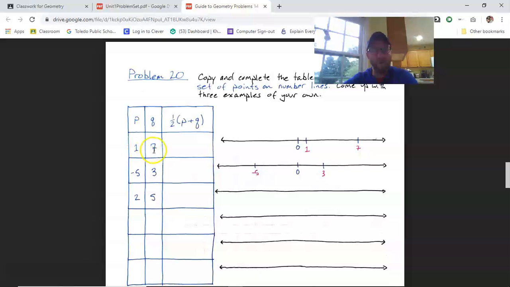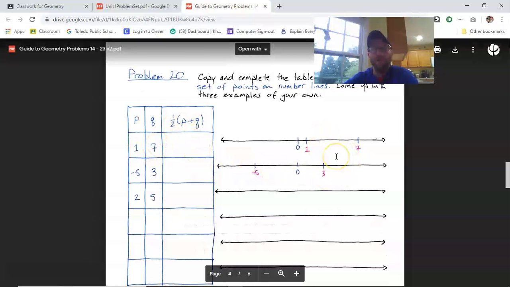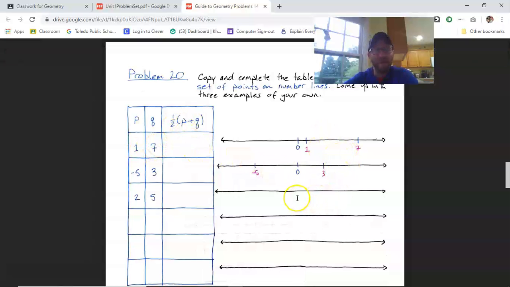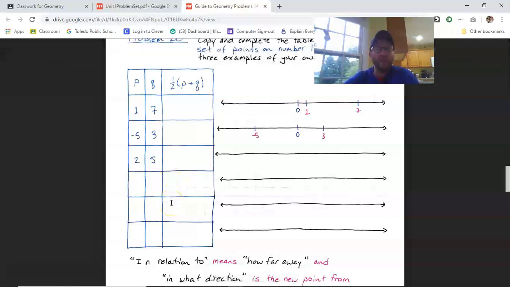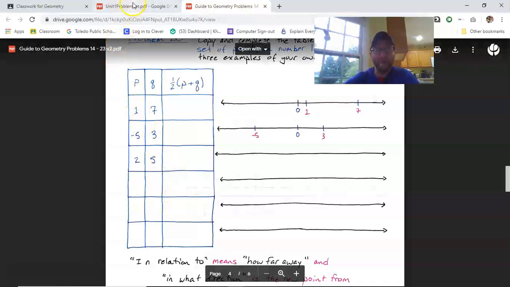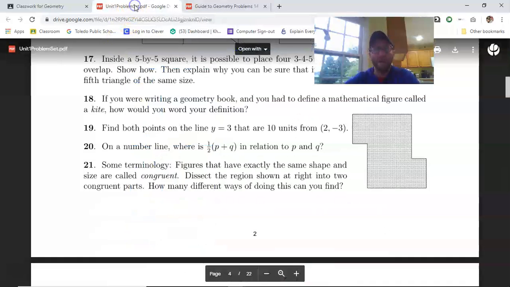So, for example, 1 plus 7, p plus q, is 8, times 1/2 is 4, so the new number is 4. So you'd plot 4 over here. And just do that for these 3. Come up with 3 samples of your own. Look for a pattern. Describe it in as much detail as you can. What is that pattern? How is that new point related to the other 2?